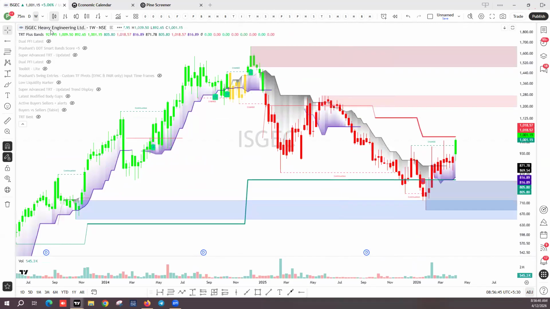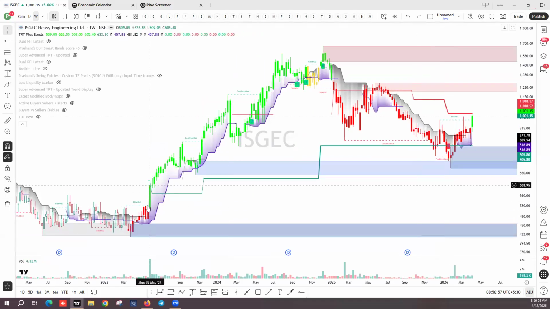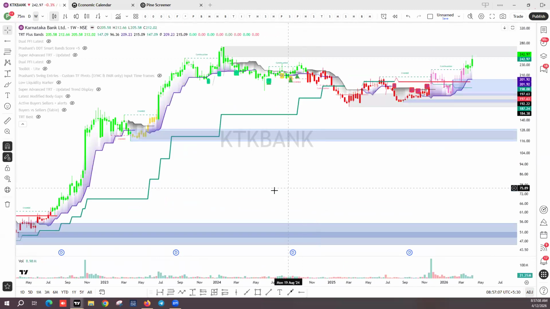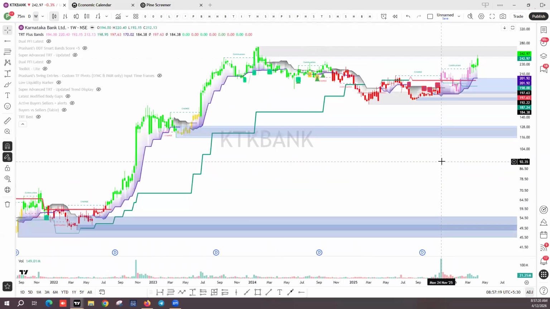Then there is ISGEC heavy engineering. It has changed to green color, but it is below bearish bias. So we have noticed it does not move significantly immediately. Here you can see price change to green, then bearish bullish bias also appeared, and that was the good time to buy. It did not give a retracement. Same thing here. It is green above the bias. Here it is green below the bias. So it did not move up significantly. When it went up above bullish bias, it went up nicely.